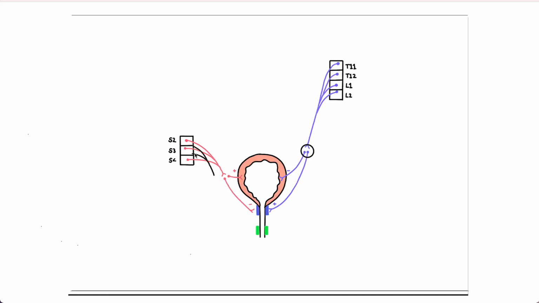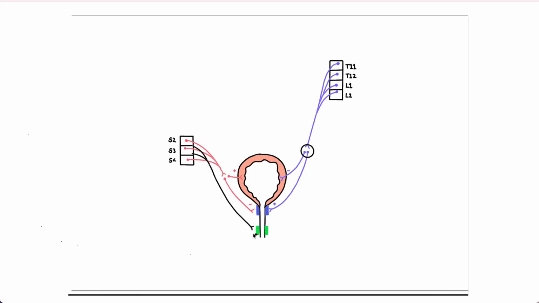And now what I'm showing you here, this black thing from S2 and S3 segment, these are the somatic fibers. And what are these somatic fibers? This is basically S2, S3 and S4. This is what I'm trying to show you, the pudendal nerve. And pudendal nerve is controlling what? My external sphincter.